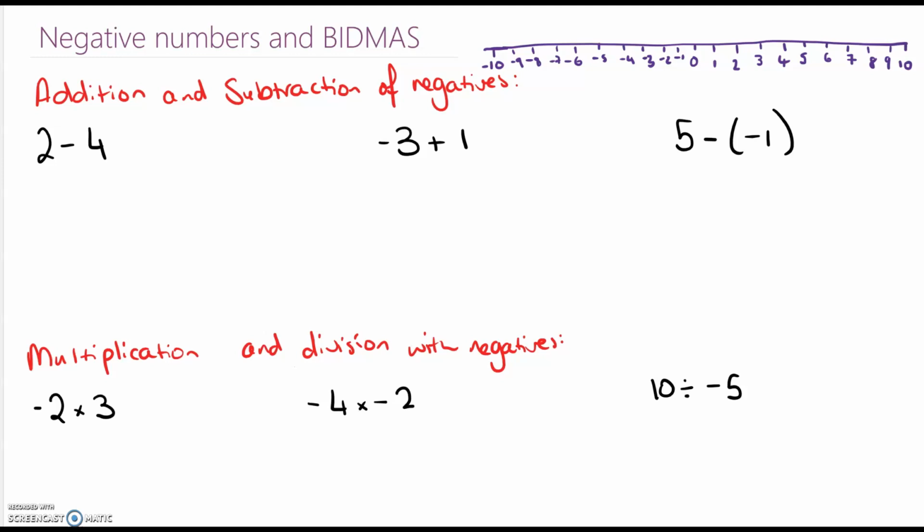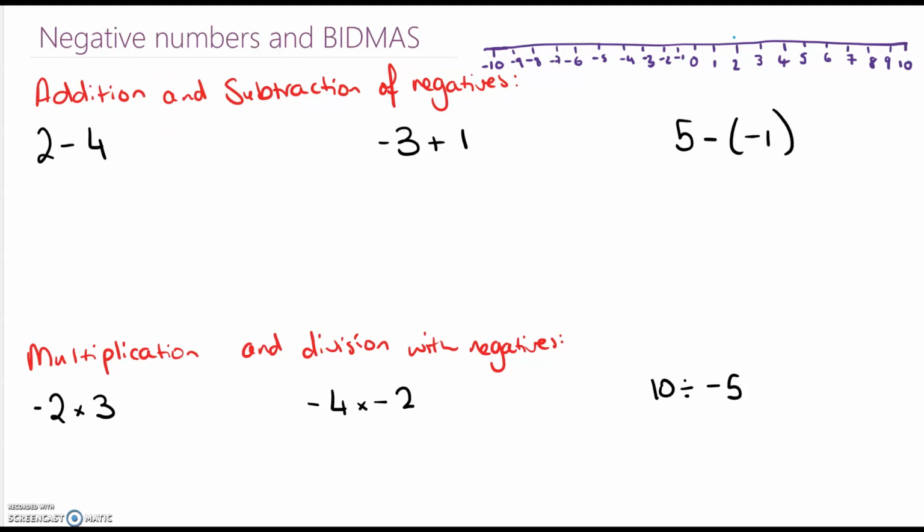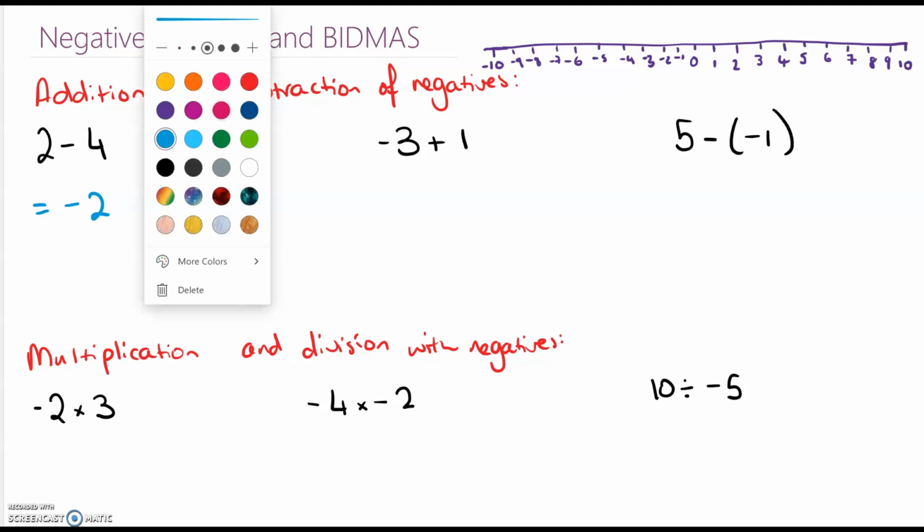So the first one is we've got 2 minus 4. So if you need to, start out at positive 2 on our number line, and then we're going minus 4, so we're going down 4. So 1, 2, 3, 4, all the way down to negative 2. Okay, and that's our first one. Let's see if I can crop that out. Beautiful. Next one, I'm just going to change my colour.